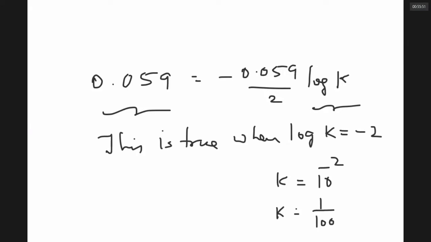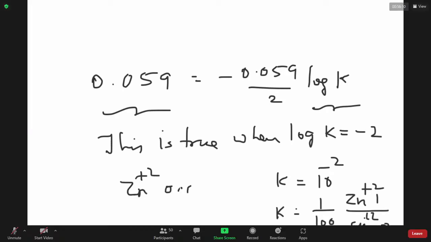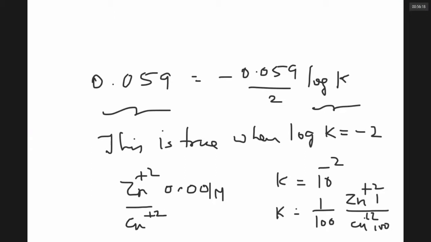It means that if the zinc ion concentration is 1 molar, the concentration of copper +2 must be 100 molar. Yes or no? Or in other words, if zinc +2 ion concentration is 0.001 molar, what should be the concentration of copper +2, sir? 0.1 molar. Yes or no? Yes, sir.